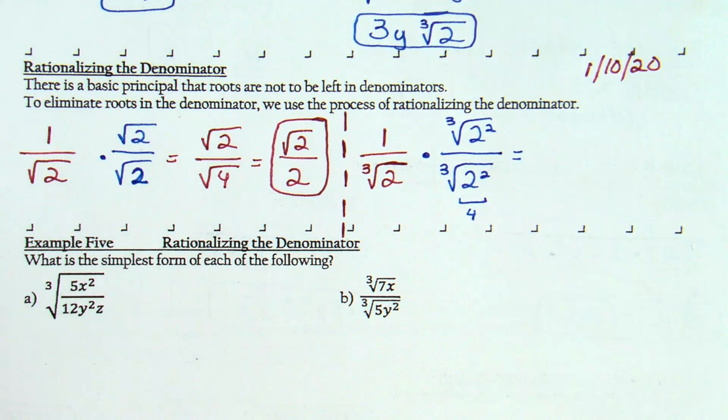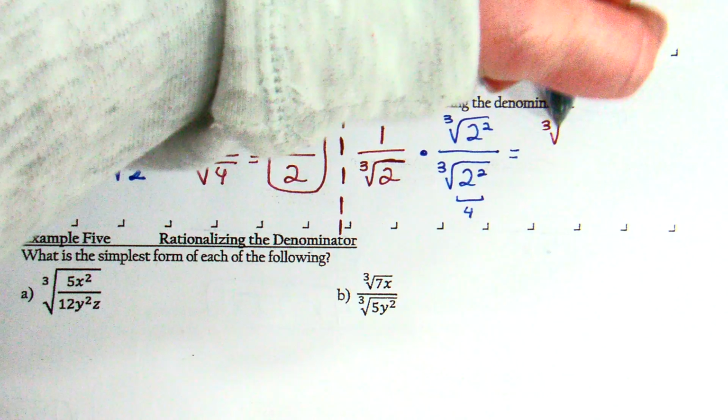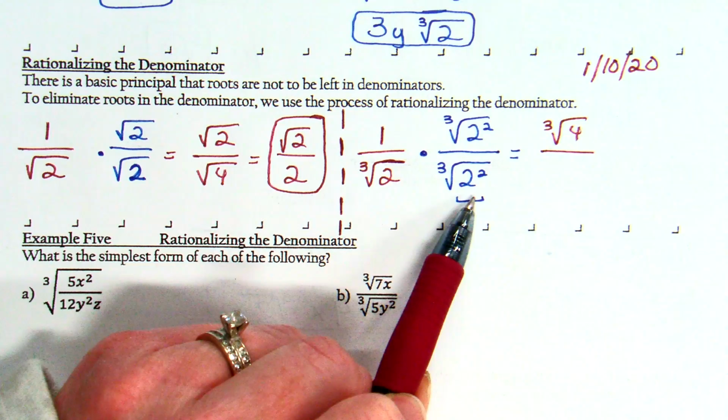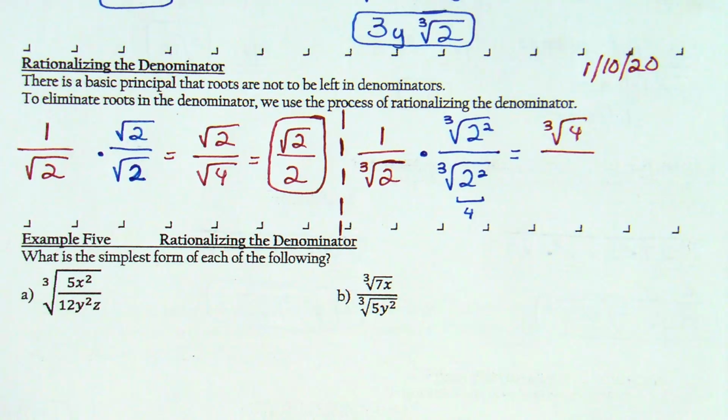Cube root of 2 squared, which, what is 2 squared? 4. So we can go ahead and say that that is the cube root of 4. In the denominator, what is the cube root of 2 times the cube root of 2 squared? Cube root of 8? You could say the cube root of 2 cubed if you want.